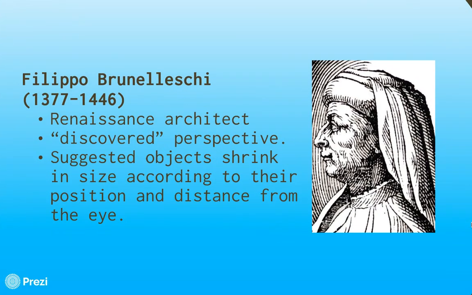Here is Filippo Brunelleschi. He is attributed to discovering perspective, and that's in quotations. What actually happened was there was a lot of people at that time who were talking about and researching perspective. He just happened to be the first to actually write it down and document it. So that's why he got credit. But he also suggested that objects shrink in size according to their position and distance from the eye.